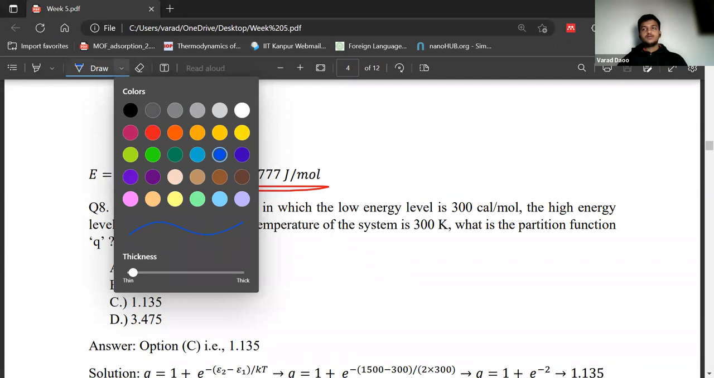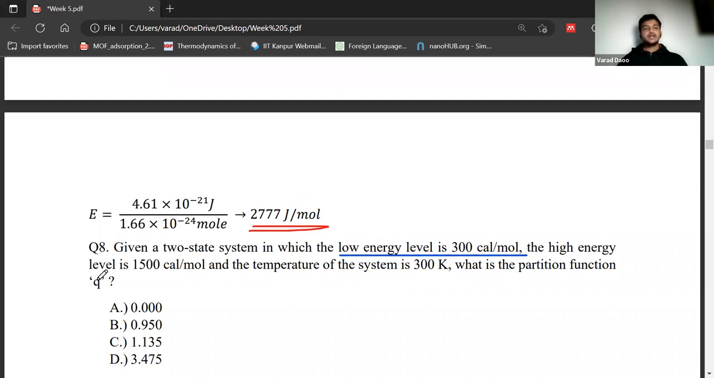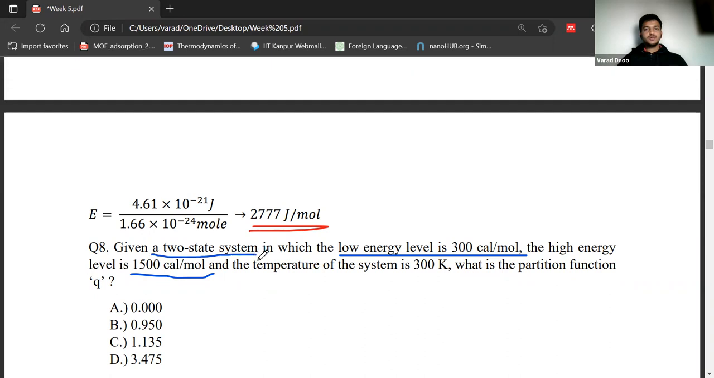What we are given is a two-state system in which the low energy is 300 calorie per mole, and the high energy is 1500 calorie per mole. It's a two-state system, and the temperature of the system is also given, 300 Kelvin.